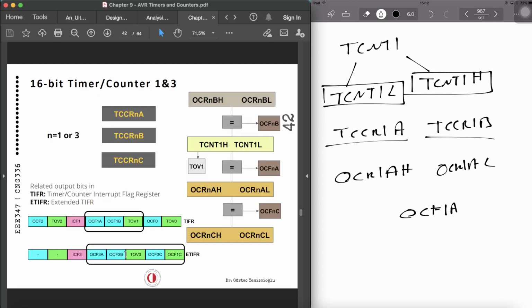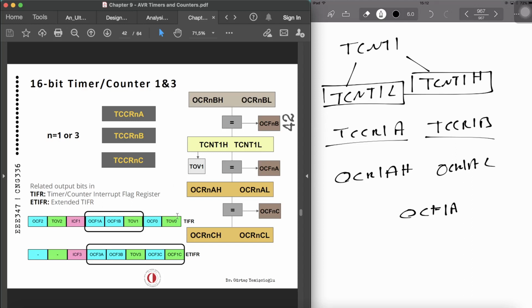So let's see a simpler structure of timer 1 and 3. We have 3 TCCR control registers, A, B, and C. This can be TCCR1A, TCCR1B, and TCCR1C, or 3A, 3B, and 3C. The same applies for OCRs. So we have A, B, and C, and we have TCNT1H and TCNT1L, high byte and low byte, also 3H and 3L. So this is the structure of it.